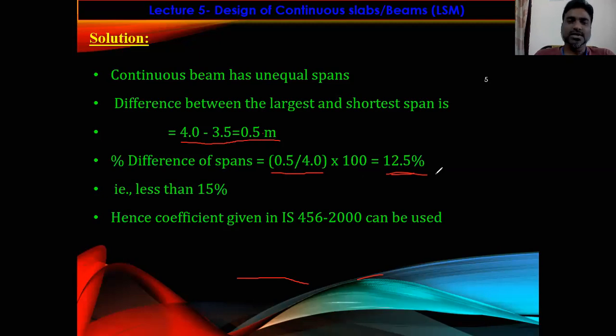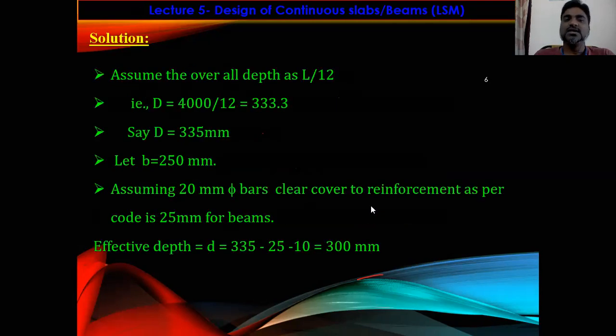So you can use the IS 456-2000 coefficients for determining the shear forces and bending, right? So next, here we have checked and it is satisfied. Then go for calculation of dimensions of the beam. As I told in the last class, first you need to assume the dimensions of the member based on the thickness ratio, right?